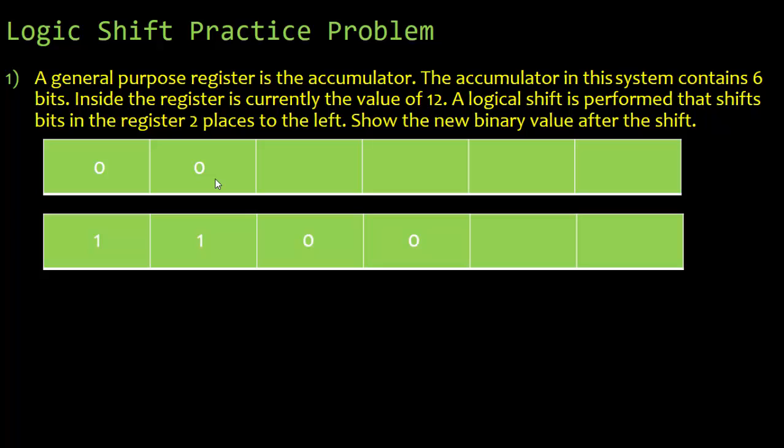We don't have room for them. They've got to go, so they literally just disappear. Now, what about these two open spots? What do we do with those open bit positions? We simply fill them with zeros.